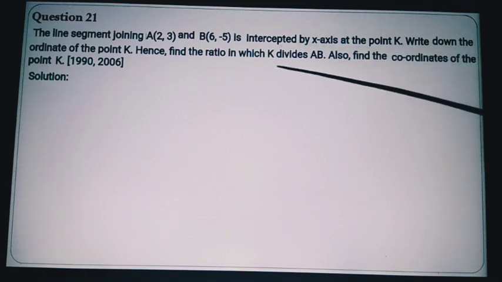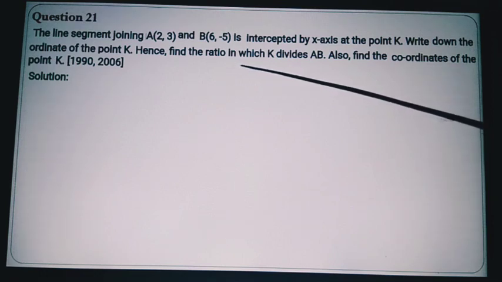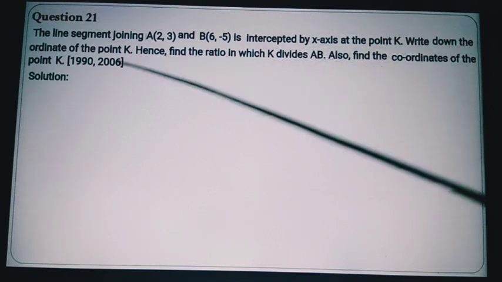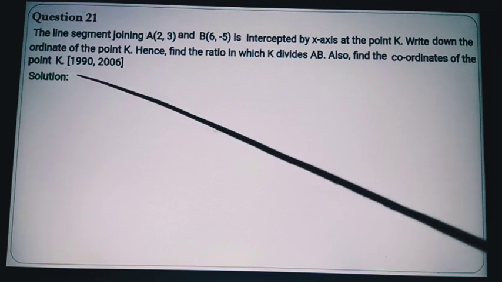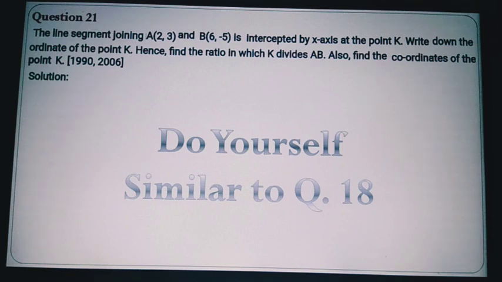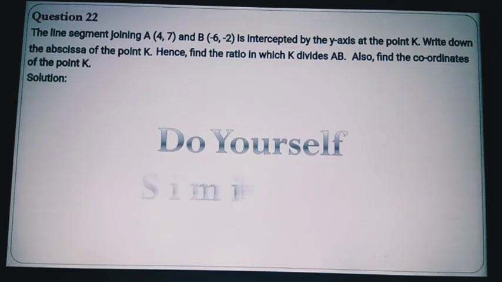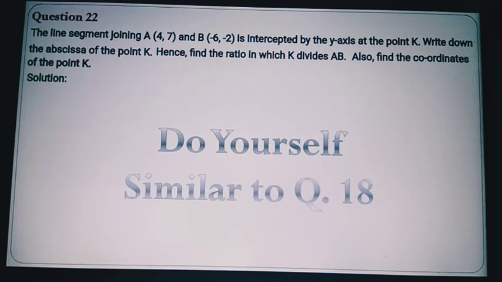And find the value of the ratio, that is m1 is to m2, and also find the coordinates of K, which we have already seen. So you will try this by yourself, which is similar to question number 18. You can have a look at your question number 18 to get the idea. So let's move on to the next one. Now again, if you look at this question as well, this is also similar to question number 18. So again, you will try this by yourself.